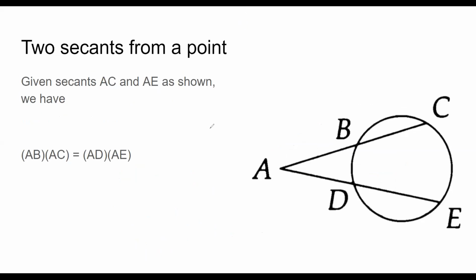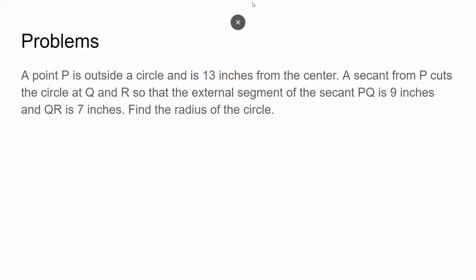Here's another equation here. They're saying, given secants, which are lines that cut through a circle, AC and AE as shown, we have AB times AC is equal to AD times AE. So this is, again, saying outer times total is equal to this outer line times the total. So that's such an ugly drawing, sorry, but it's best shown through an example. This didn't come with the picture, dang it. It's time for me to draw.